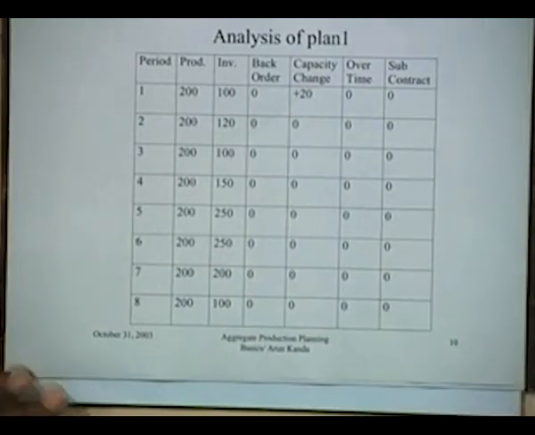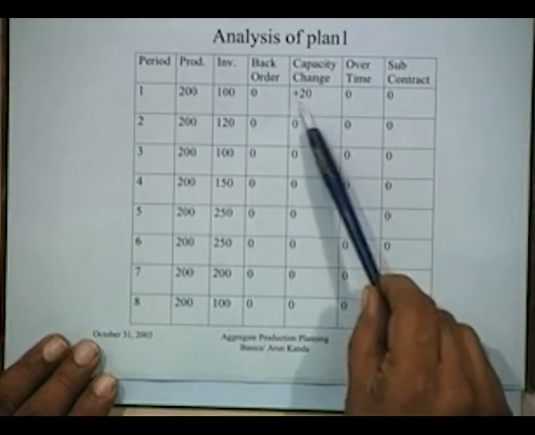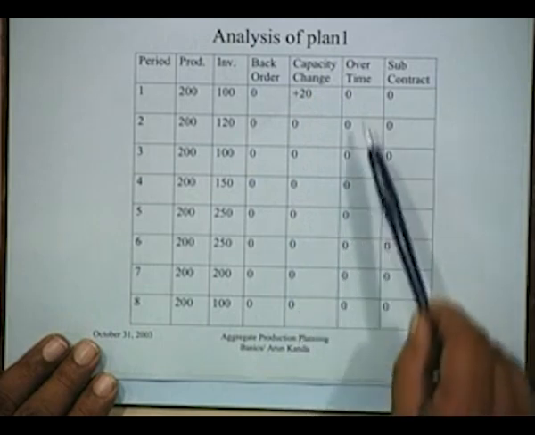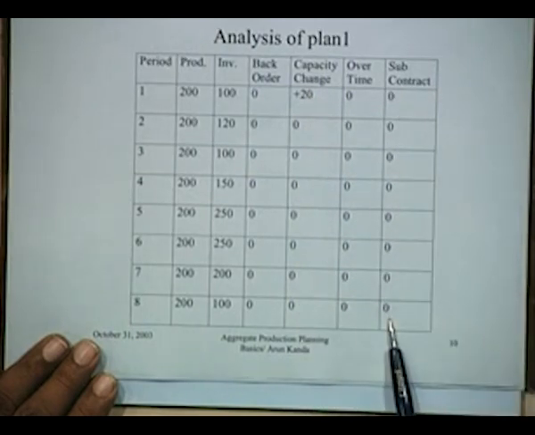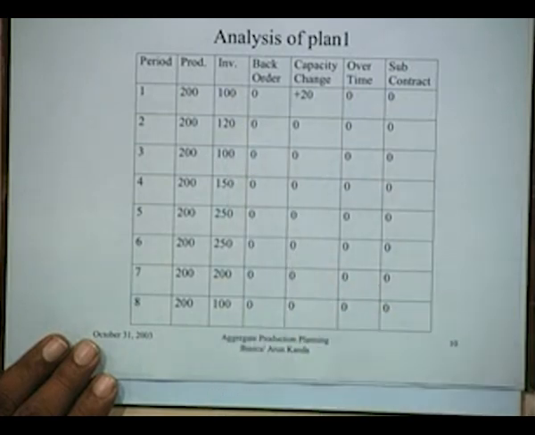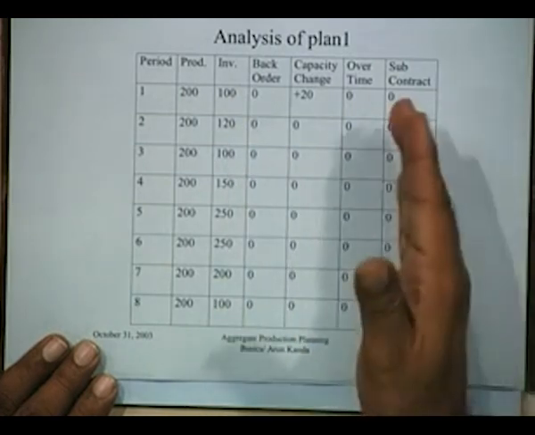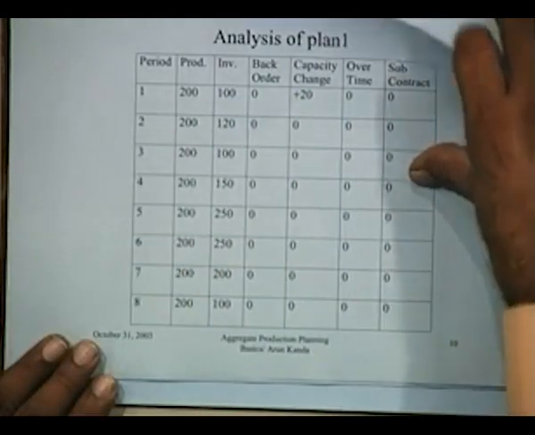Obviously, what you notice from the first plan is that there are generally no back order costs. There is only one capacity change cost. There is no overtime cost, no subcontracting cost, at least in the first 8 months, but there are mostly costs of holding inventories. So, depending upon the relative cost of this, you can determine what the total cost is, right.